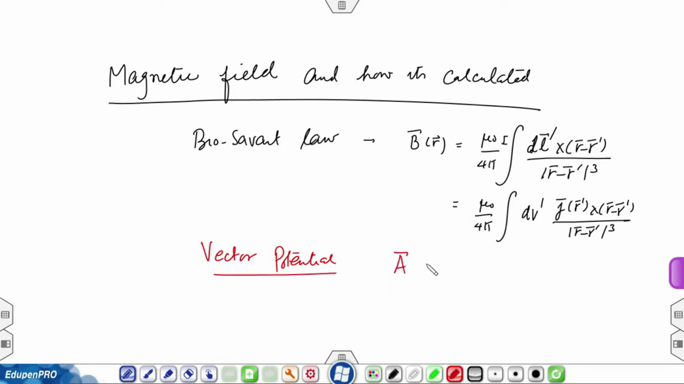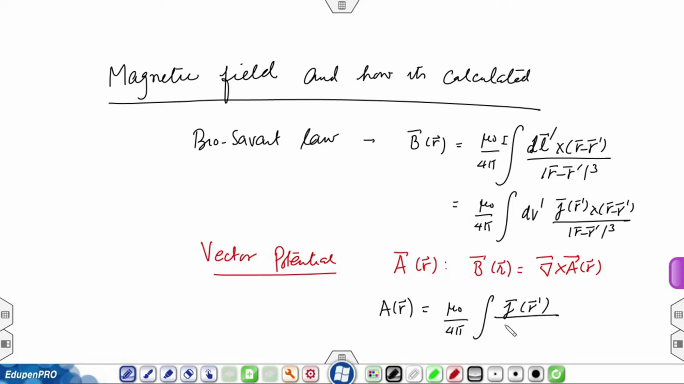A, such that the magnetic field B is given as curl of A of r, where A of r is nothing but mu 0 over 4 pi integration J of r prime over magnitude of r minus r prime d v prime.